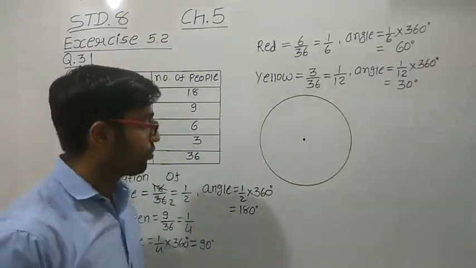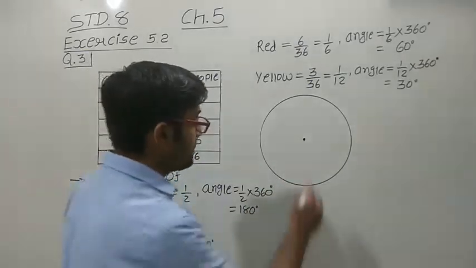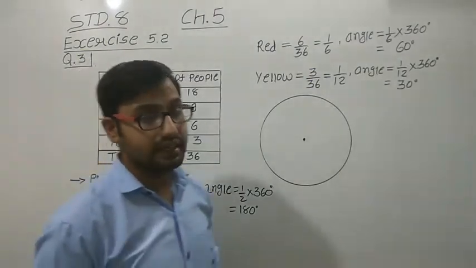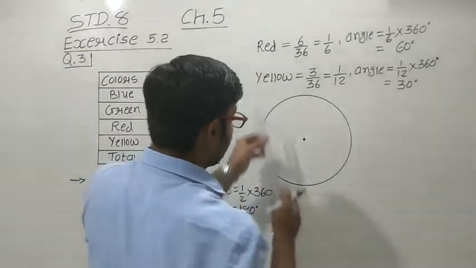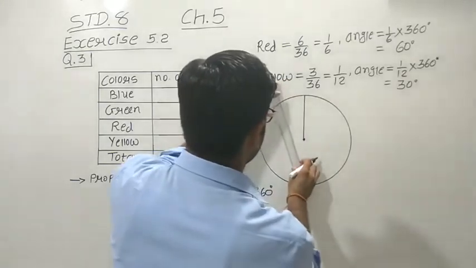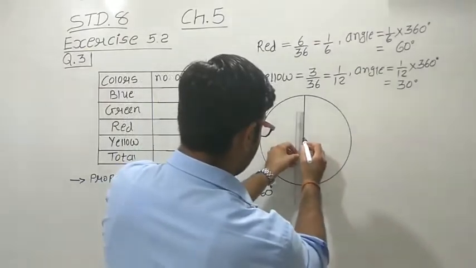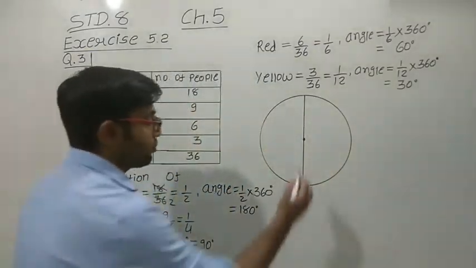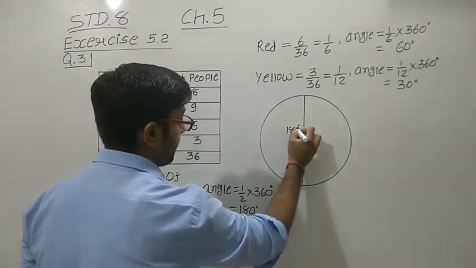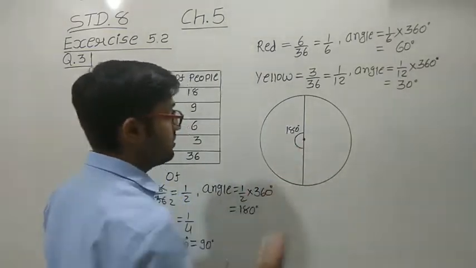So we can now start to draw the pie chart. First of all, draw one circle. This is the center of the circle. For the blue color, we have to take 180 degrees. So if we take one line here, then how can we make the 180 degree angle? This total angle from here to here will be the 180 degree angle, right? Because a half of it is 90 degrees, so the total is 180 degrees.